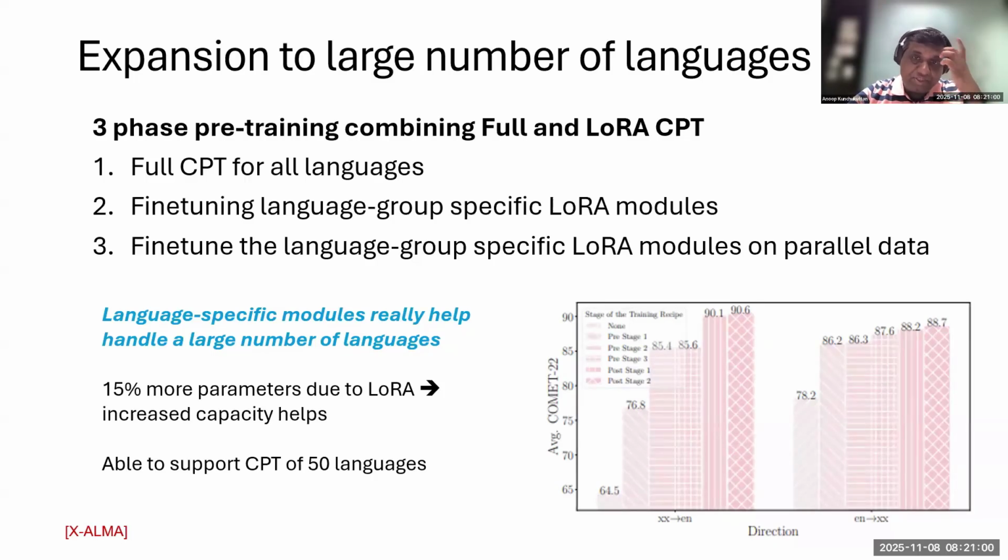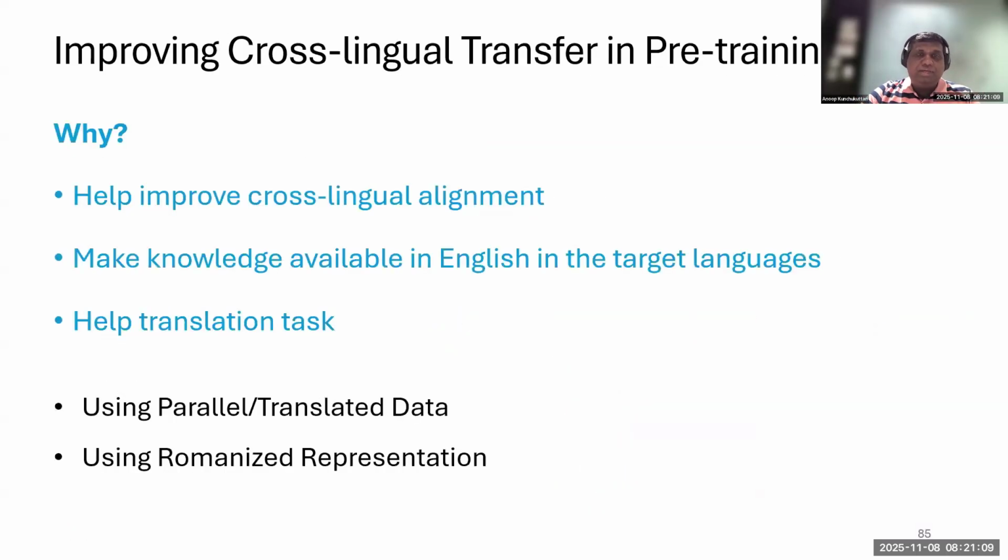The LoRA parameters used in this work is fairly substantial, adding about 15% more parameters. So yeah, that sort of helps improve and support up to 50 languages.